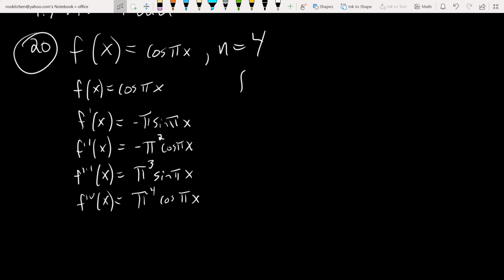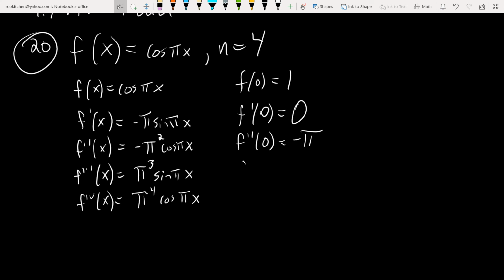And then I have to evaluate these at 0 because it's Maclaurin. Cosine of 0 is 1. So it's cosine of pi times 0. Pi times 0 is 0. Cosine of 0 is 1. Okay. F prime of 0 will be 0. Sine of 0 is 0. F double prime of 0 will just be the negative pi squared. F triple prime of 0 will be 0. And then the fourth derivative evaluated at 0, pi to the fourth.